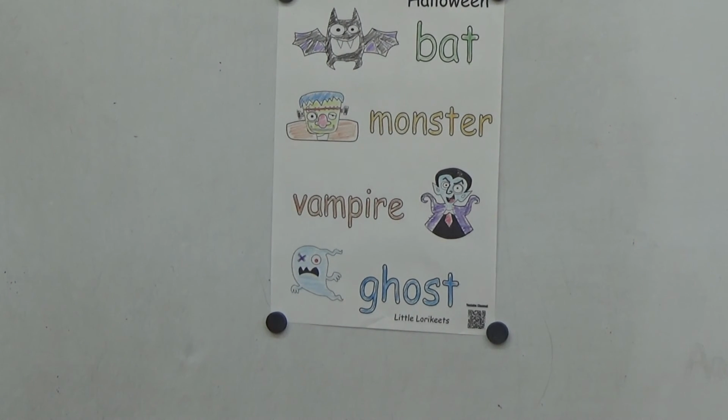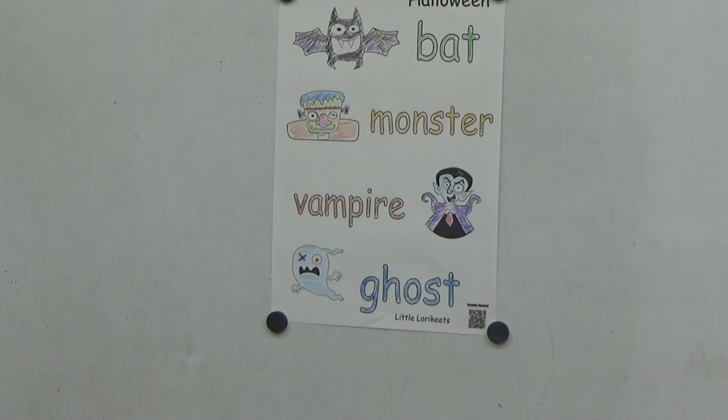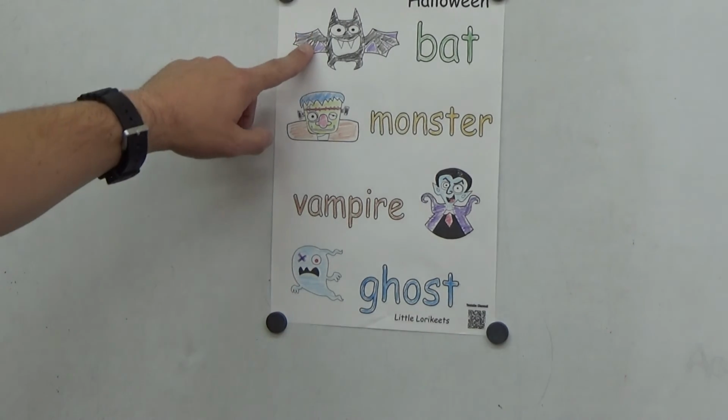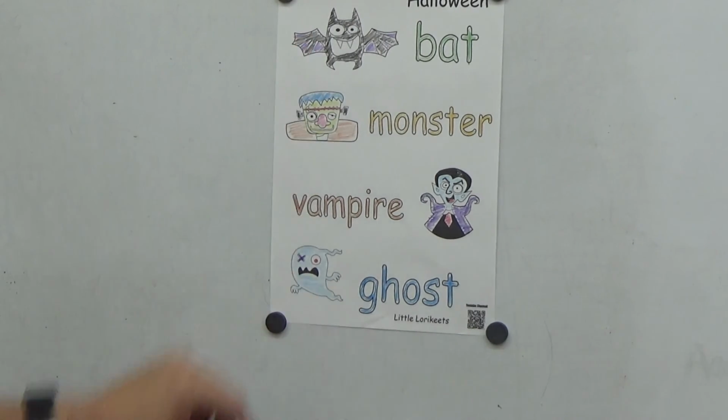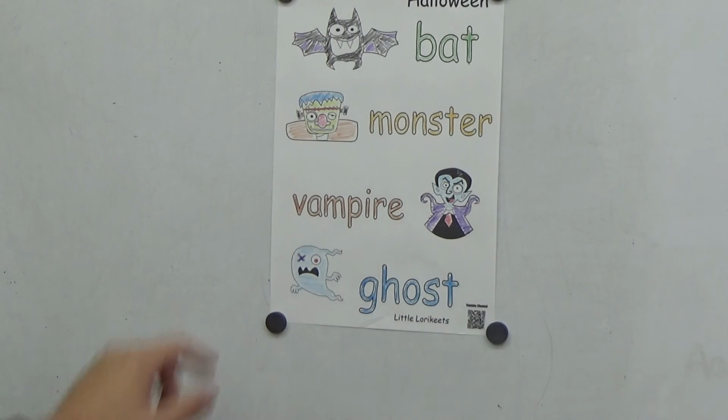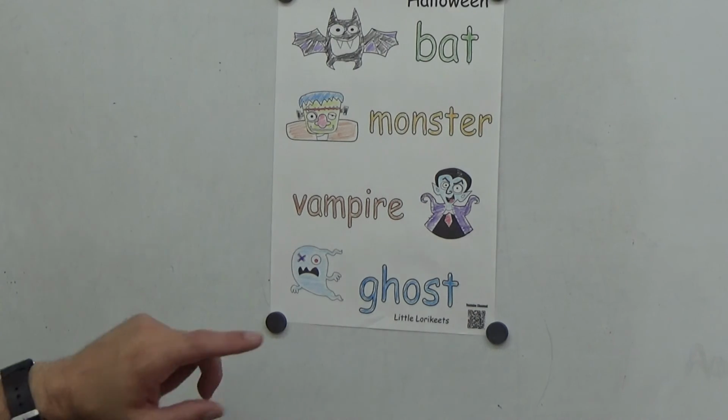Let's ask Pam what she thinks it is. Pam, could you come here for a second, please? I'm going to point to the character, and you can tell me what it is in French. So what's bat in French? Chauve-souris. One more time. Chauve-souris. Good. Okay, Pam, what is the Frankenstein monster called in French? Le monstre Frankenstein. Ooh, le monstre Frankenstein. That's so nice.